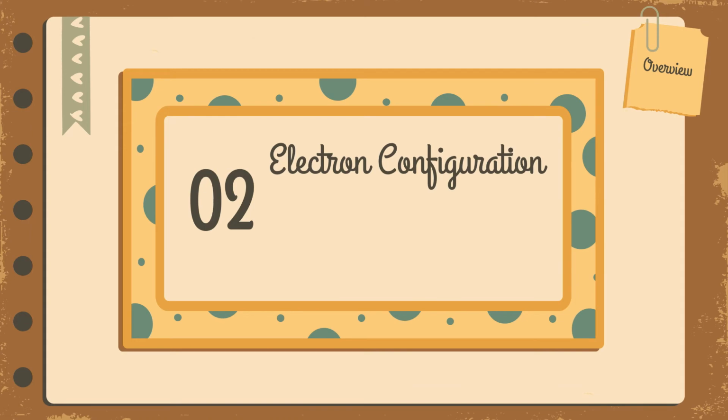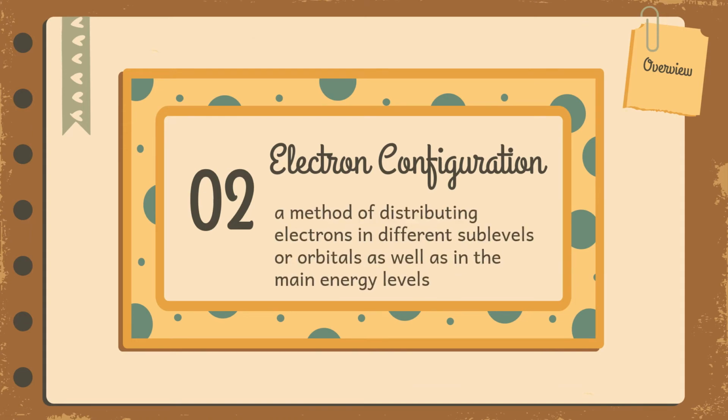Now, let's move on with the electron configuration. Electron configuration is a method of distributing electrons in different sublevels or orbitals, as well as in the main energy level. So on the electron configuration, this is how we can find or choose the probable location of electrons around the nucleus of an atom.